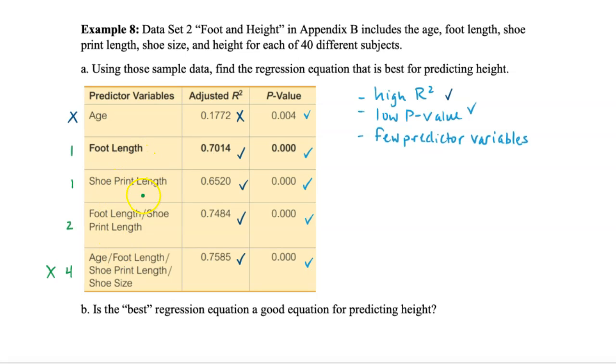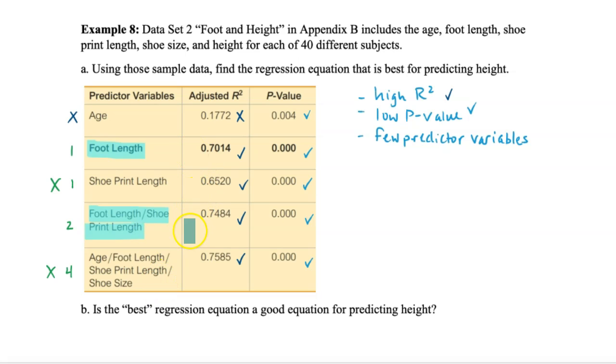And now let's compare those with one predictor variable only. If I've only got one predictor variable for each of these, and I've got foot length and shoe print length, I see that foot length has a larger R-squared value, and so shoe print length is out for that same reason. And now we're down to the final two. I've got foot length or foot length and shoe print length.